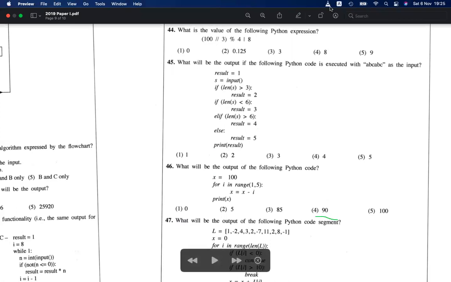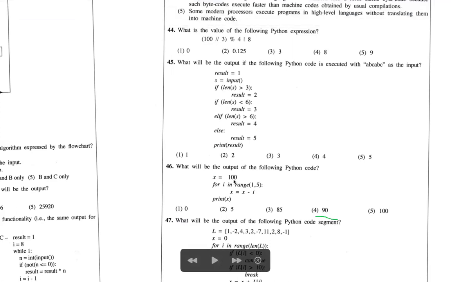Answer is 90. 100 minus 1 is 99. 99 minus 2 is 97. 97 minus 3 is 94. 94 minus 4 is 90. So it is number 4.